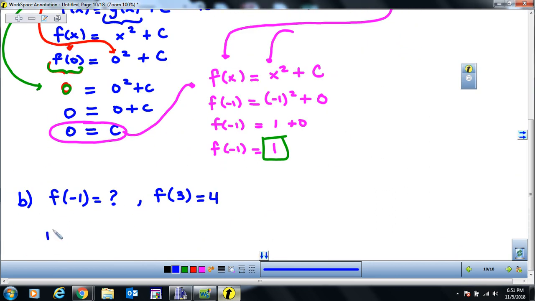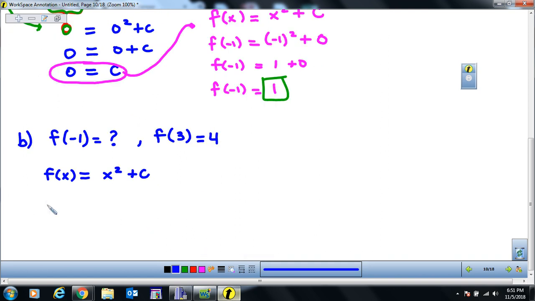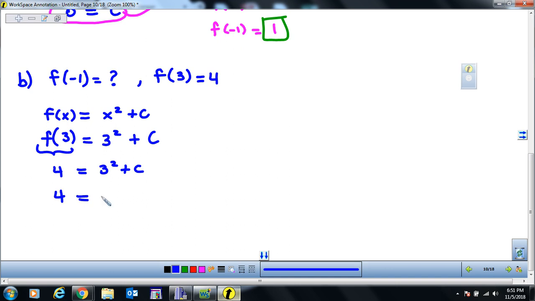So then you're going to put here f of x equals x squared plus c. So you're going to put here something that you know the value of. You're not going to put the negative 1 yet because you're not ready for that. f of 3 equals 3 squared plus c. But this f of 3 is 4. And so 4 equals 9 plus c. So when you move the 9 to the other side by subtracting, c is equal to negative 5.